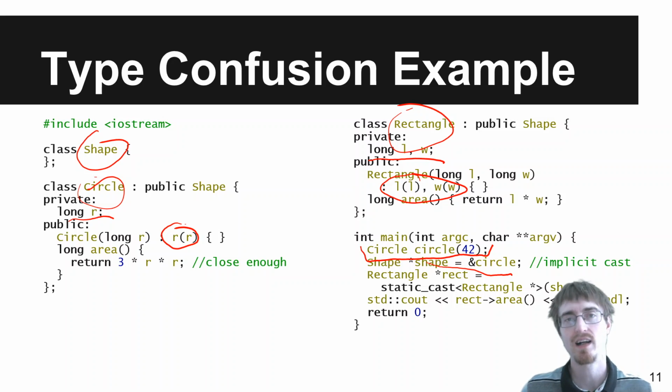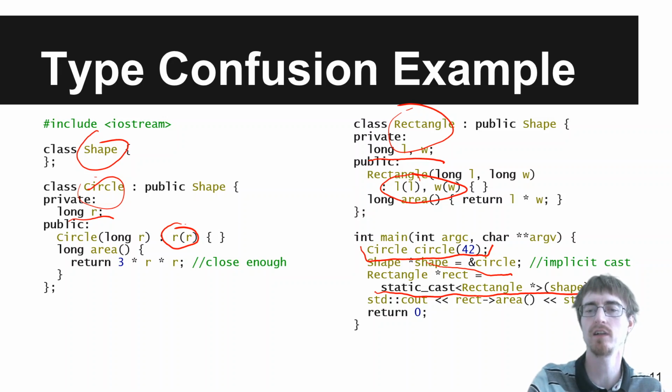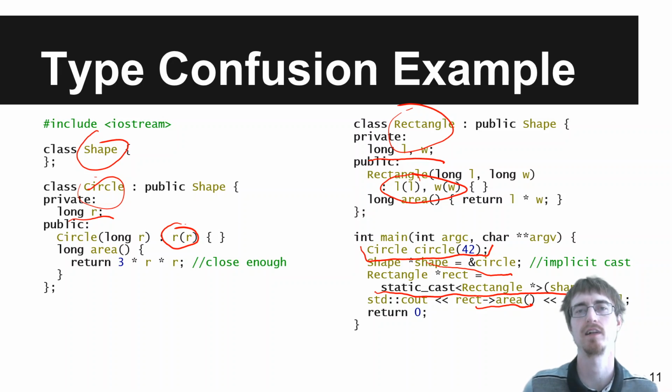Now, we are allowed to static cast the shape object to a rectangle object because, as far as the compiler is concerned, there might actually be a rectangle object in there, as the rectangle does derive from the shape. So this is exactly what we do here. We cast the circle object to a rectangle object. Now at this point we have a pointer to a circle object stored in memory, but the pointer is of a rectangle type. So if we call a function on this pointer, like in this case the area function, we call the rectangle area function rather than the circle area function.